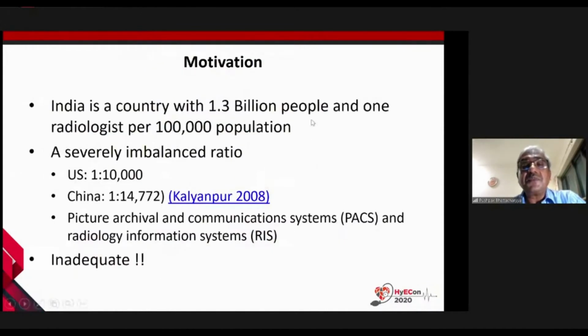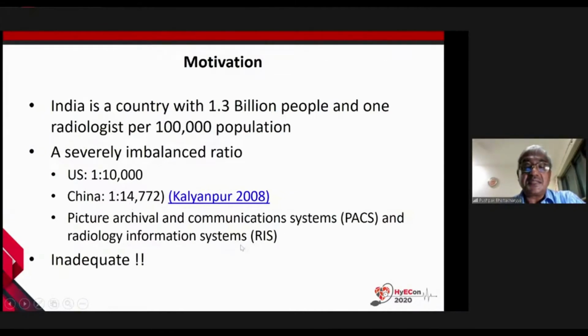Now, the motivation for this problem, which actually brought the Abdul Kalam Fellowship, which is a prestigious fellowship: India is a country with 1.3 billion people and one radiologist per 100,000 population, and this hardly compares with the situations prevailing in the USA, which sees a ratio of 1:10,000, and China is about 1:15,000.